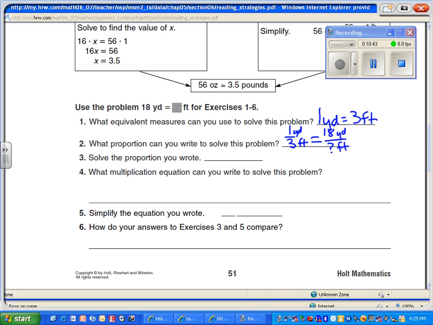So if I solve that proportion, I'm going to cross my products. 18 times 3 is 54. So 54, 1 times x, the one we're looking for, is equal to 54. Divide by 1. X is equal to 54. So that's going to be my answer over here. So 54 is going to be the number of feet in 18 yards. I'm going to skip number 4 because I don't want to do the multiplication equations. But if you did use the multiplication equation, you'd end up with the same answer. But for now, I just want to use proportions.